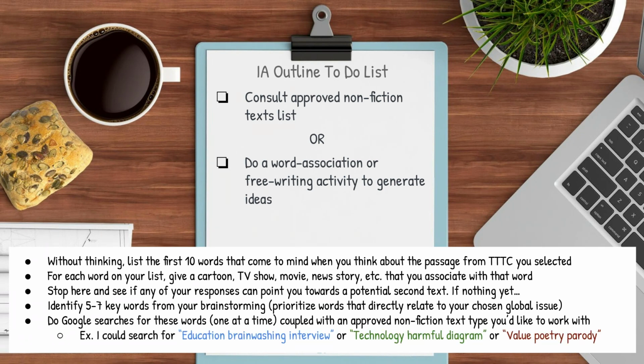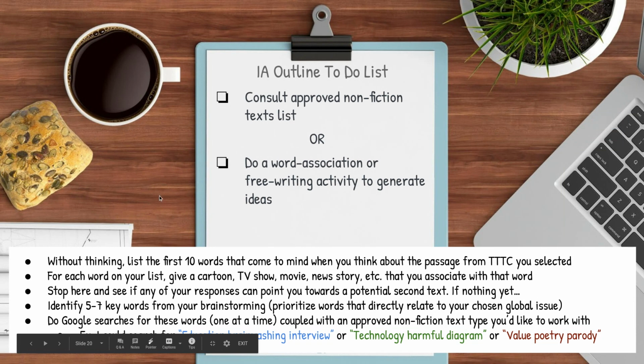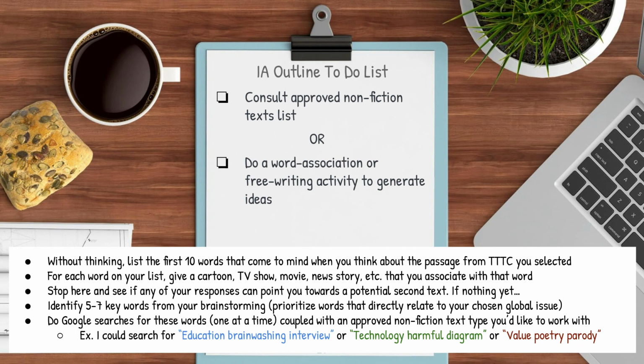So for example, I could look for education, brainwashing, interview, right? Education is the topic, one of those keywords. Brainwashing is another one of my keywords. And then interview is the type of text I want to work with. Or I might do a search for technology, harmful, diagram. Or my last example, value, poetry, parody, right? You can put a whole bunch of those different combinations together and see what sort of hits you get on those.